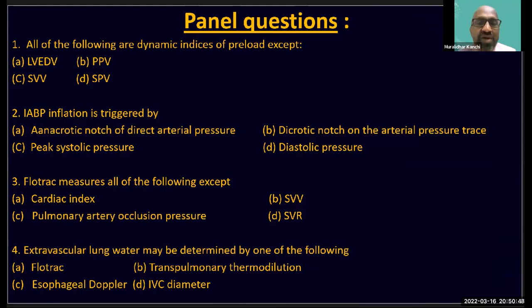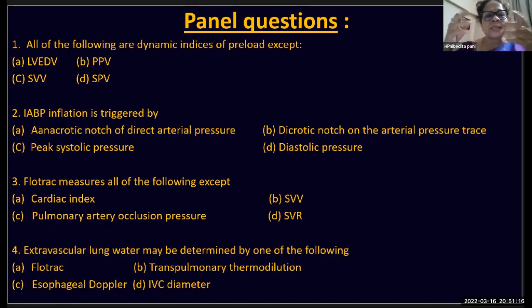All of the following are dynamic indices of preload except... Why do you think that is the correct answer? Yes, sir. The answer is that the exception is left ventricular end diastolic volume, because the stroke volume variation, the pulse pressure variation and the systolic pressure variation, these all are the dynamic indices of the preload.